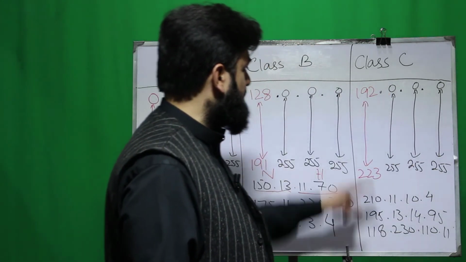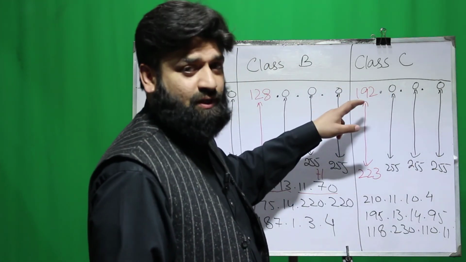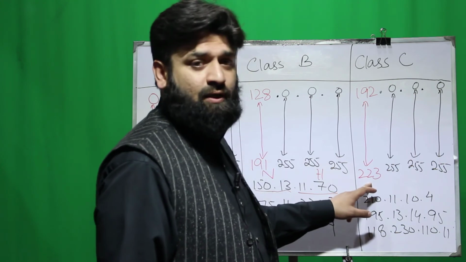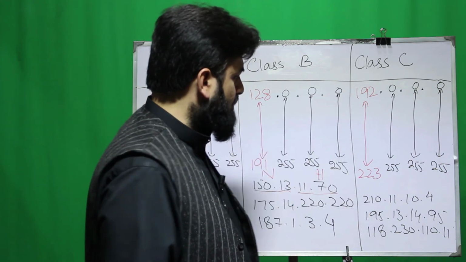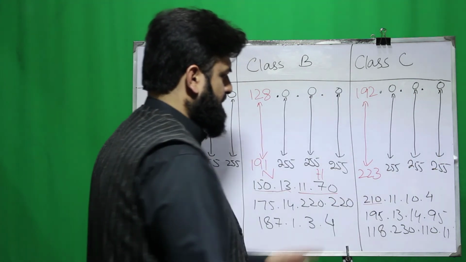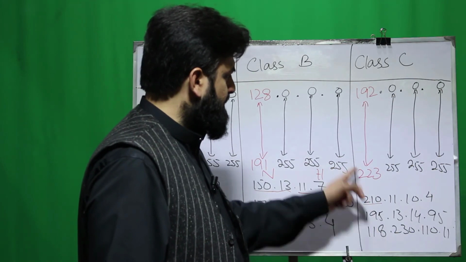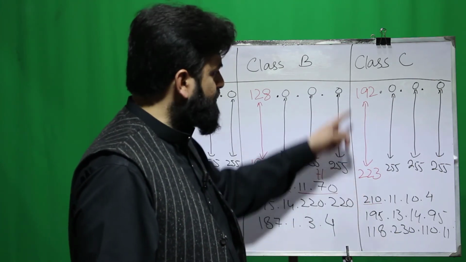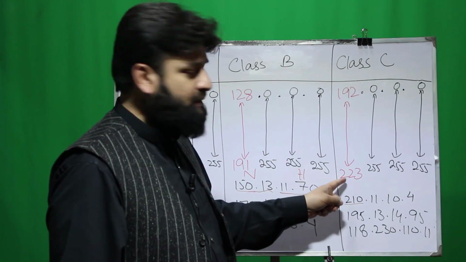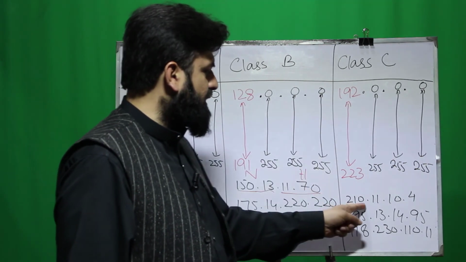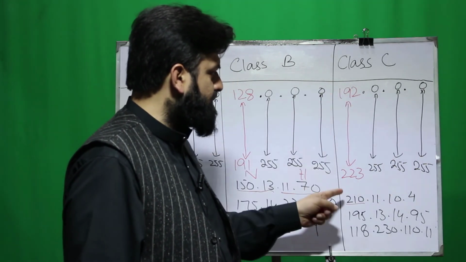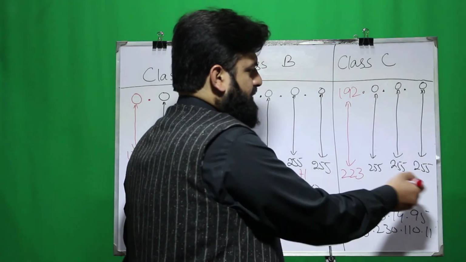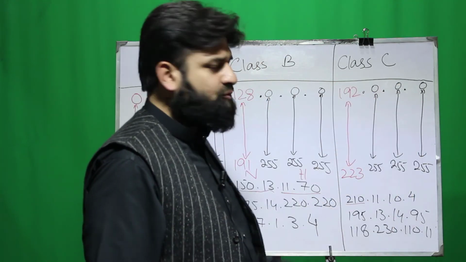Coming to class C, the first octet starts from 192 to 223. So take this IP address. This is 210, and it falls between 192 and 223. So we can say that this IP address belongs to class C. The rest of the octets can fall between 0 and 255.